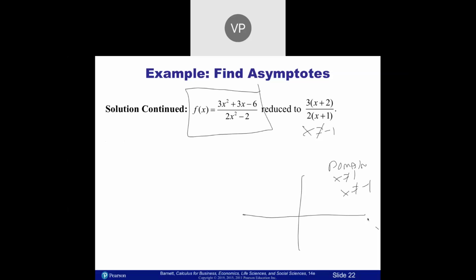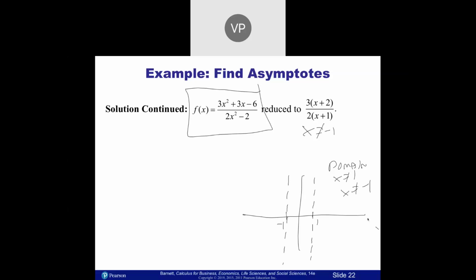And try it if you're not sure. If you plug in 1 to the original equation, you'll get a 0 on the bottom, so you can't have it. If you plug in a negative 1, you'll get a 0 on the bottom. You can't have it. So those numbers are out. What I like to do is indicate that on my graph right now with a couple of dotted lines. Now they may not be asymptotes. You'll see what happens in a second.